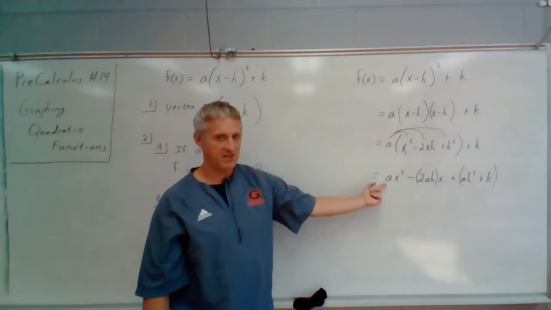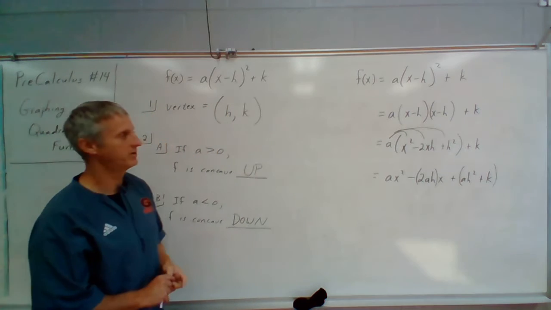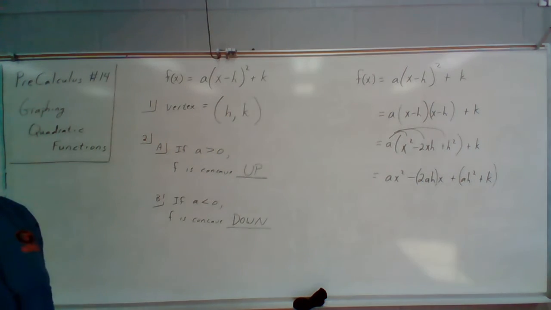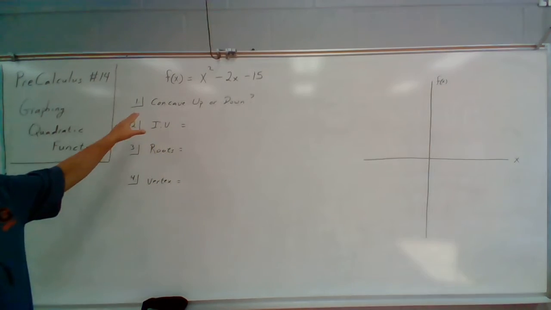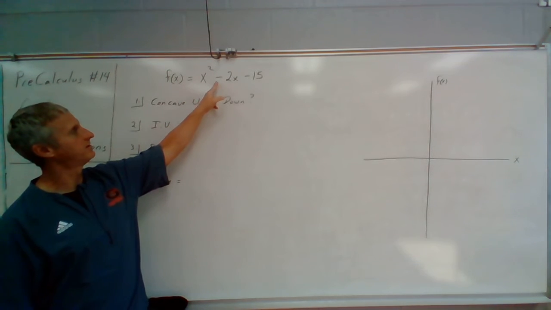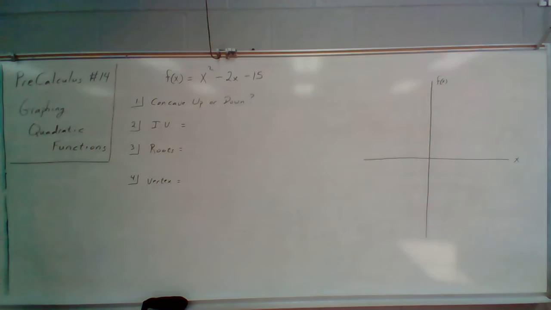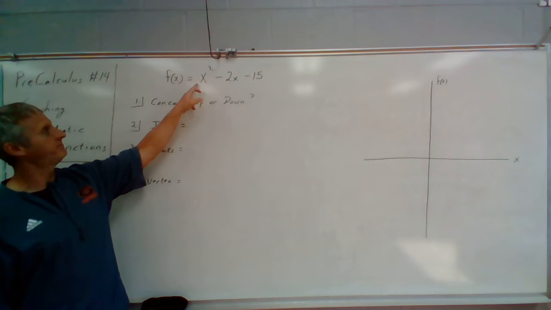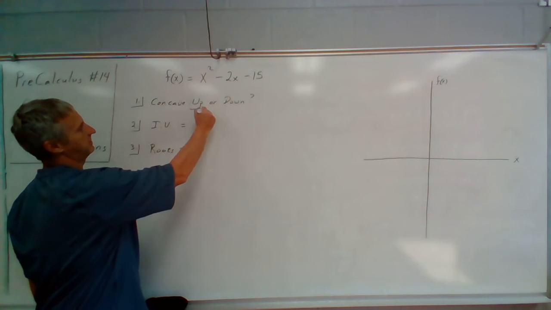That's the same as the a in standard form. So this a in standard form will tell you whether the parabola opens up or opens down. All right, so let's have a look at this quadratic function written in standard form: ax squared plus bx plus c. Is this concave up or concave down? What's my a value? My a value is positive 1, so we know this one opens up.